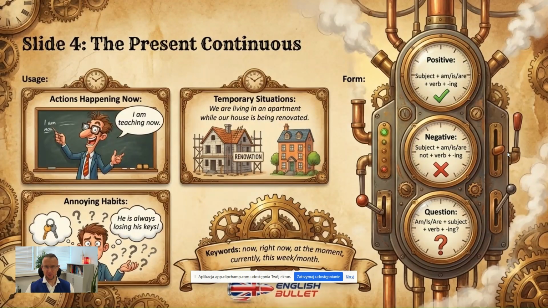Then we have temporary situations, when we want to indicate that some situation is not normal. It's not an everyday situation. For instance, we are living in an apartment while our house is being renovated, which means that normally we live in our regular own apartment or own house. But we have started renovation. It's being carried out now. We cannot live there. So we moved for a while, for a few days, maybe a few weeks, hopefully as short as possible, to some other house, to some other apartment, and we live here now. So it's a temporary situation. Using present continuous indicates it's temporary.